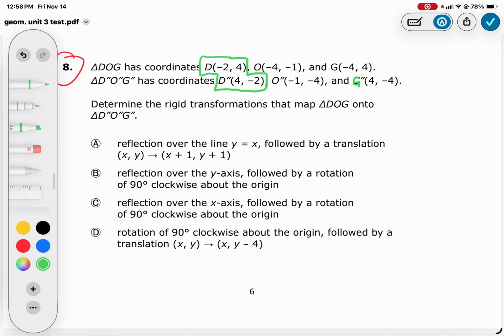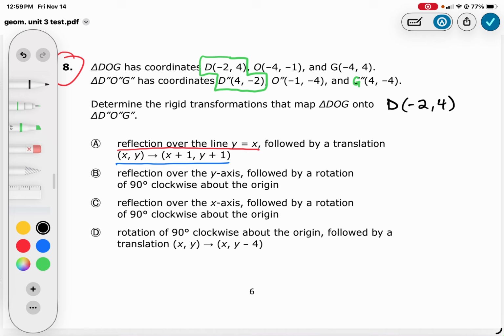So the first one says reflect over the line y equals x, followed by the translation of adding 1 to x and adding 1 to y. Let's talk about these transformations. The first one is y equals x, so I'm going to underline the reflection in red, and then I'll do the translation in blue. We're going to start with D, which is -2, 4.